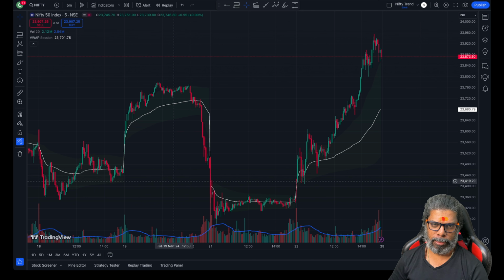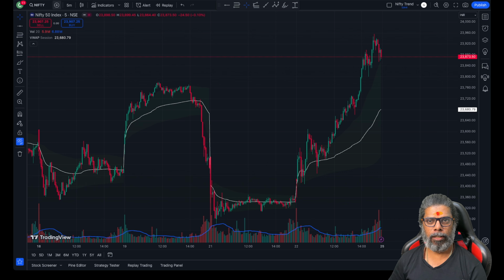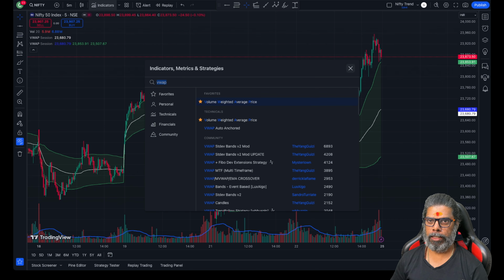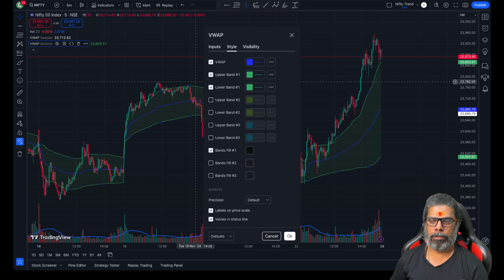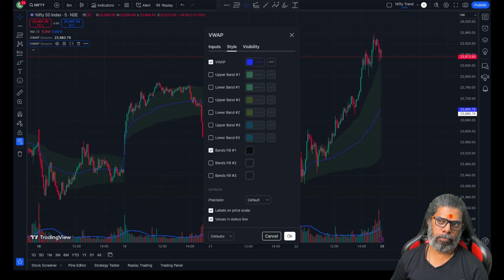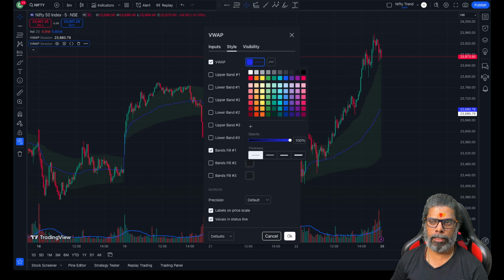What do you mean by understand? As I mentioned, the first thing is trend. You need to understand the trend. How do you find the trend? I have added one VWAP, right? Similarly, add one more VWAP. Go to the settings of the VWAP. Here also disable the bands, and I'm going to change the color to yellow and increase the thickness a little bit.